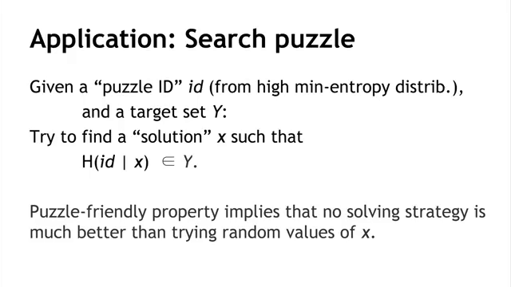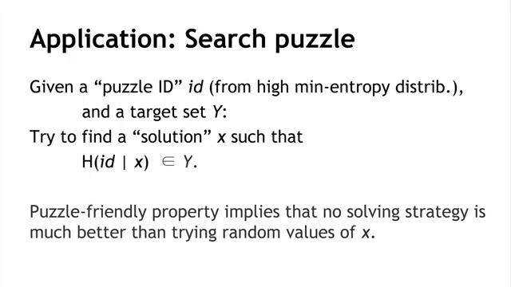And the puzzle-friendly property here implies that there's no solving strategy for this puzzle which is much better than just trying random values of X. And so if we want to pose a puzzle that's difficult to solve, we can do it this way, as long as we can generate puzzle IDs in a suitably random way. And we're going to use that later when we talk about Bitcoin mining. That's the sort of computational puzzle we're going to use.